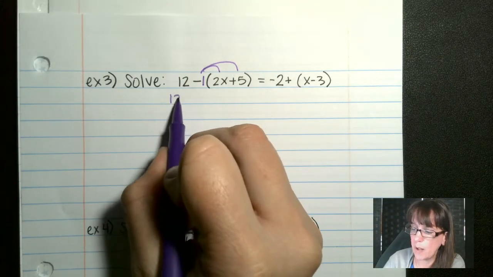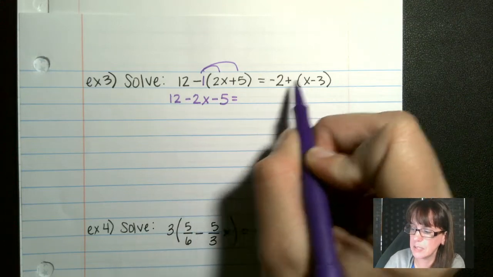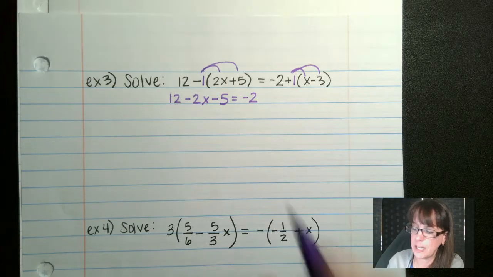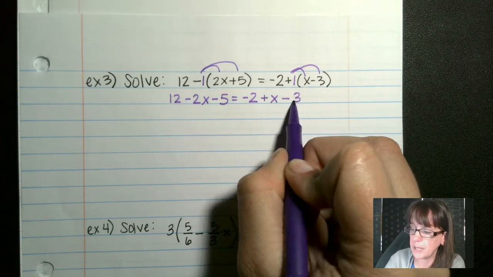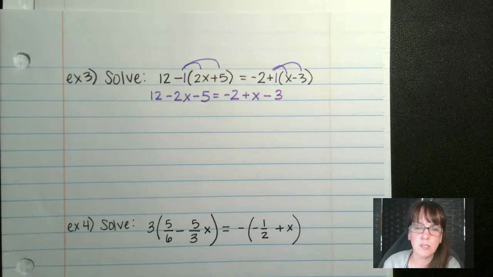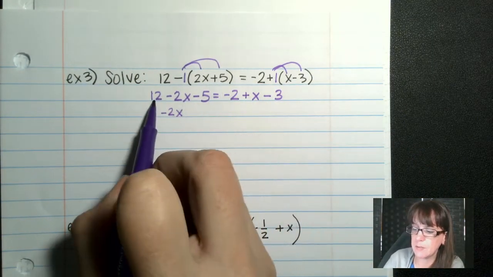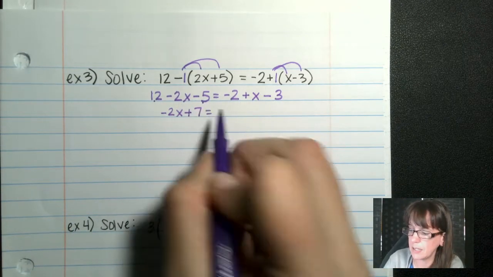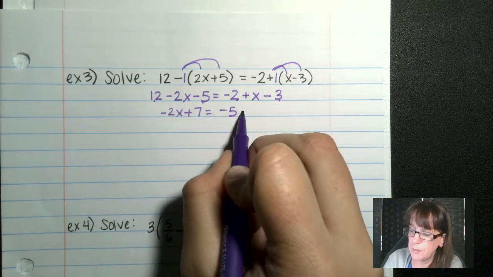So we end up with 12 minus 2x minus 5 equals negative 2, and there's a 1 here, but if we distribute it, it doesn't change anything. So we can just take it right out. So plus x minus 3. Okay, on both sides of the equation, let's combine like terms. So we get negative 2x, and then I have 12 and negative 5, so it's going to give me plus 7 equals, over here, negative 2, negative 3 is negative 5, plus x.